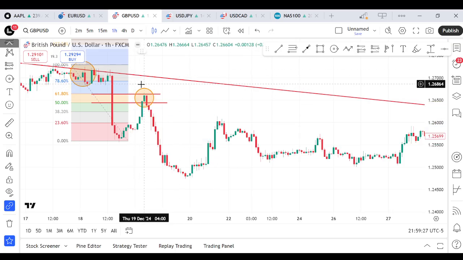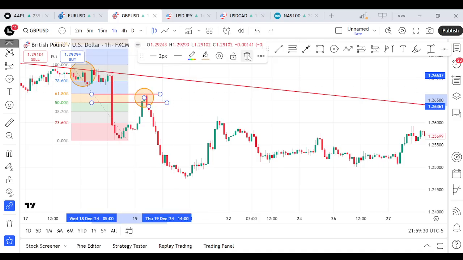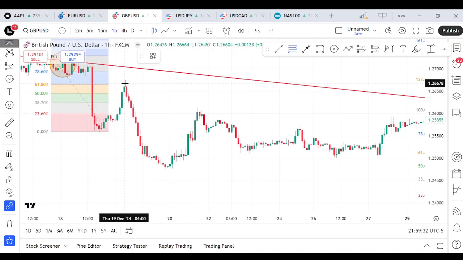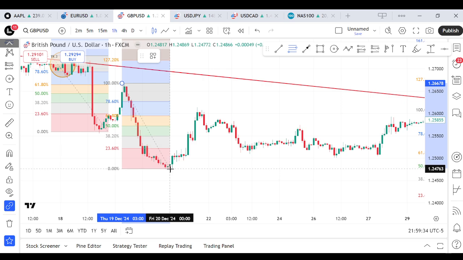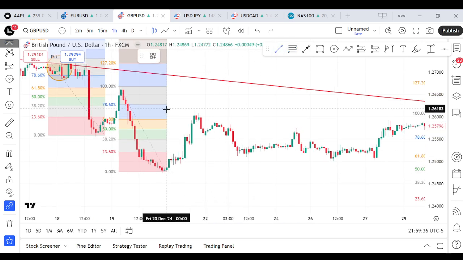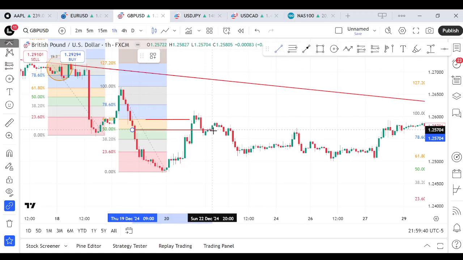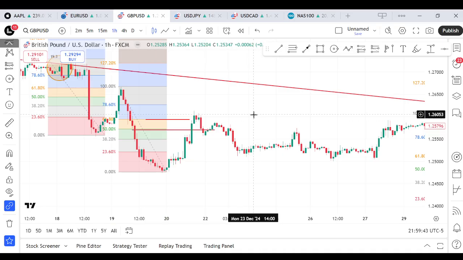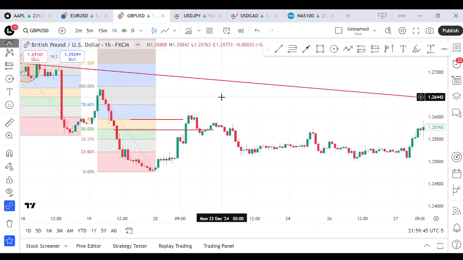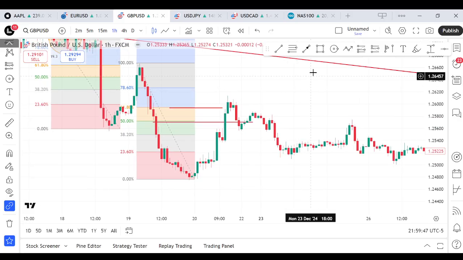Let's quickly look at the next example. We have from this high all the way to this low, and we should expect price to react off of this area, the 61.8 and the 50%. So looking at it, we should look for key candlestick confirmations.